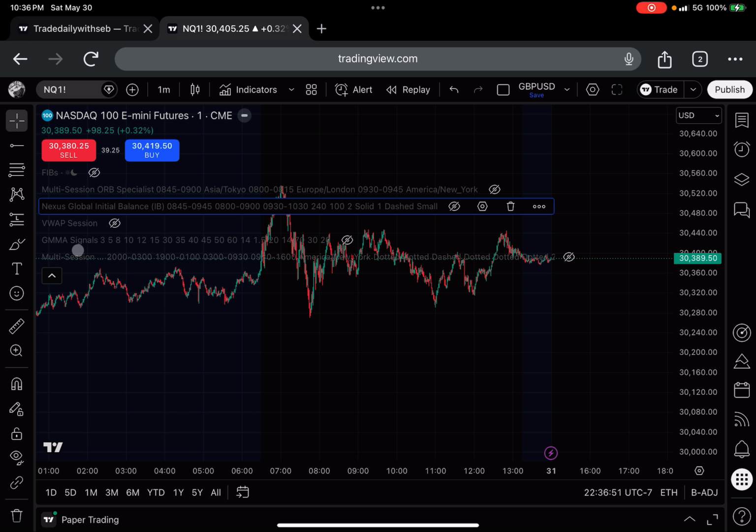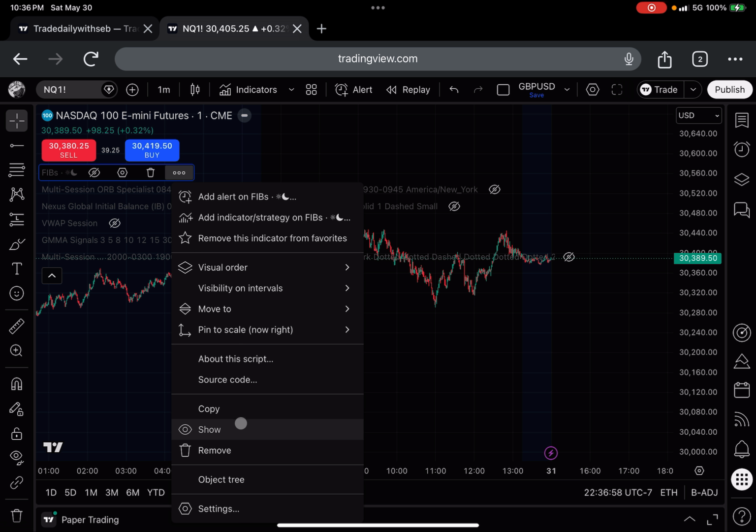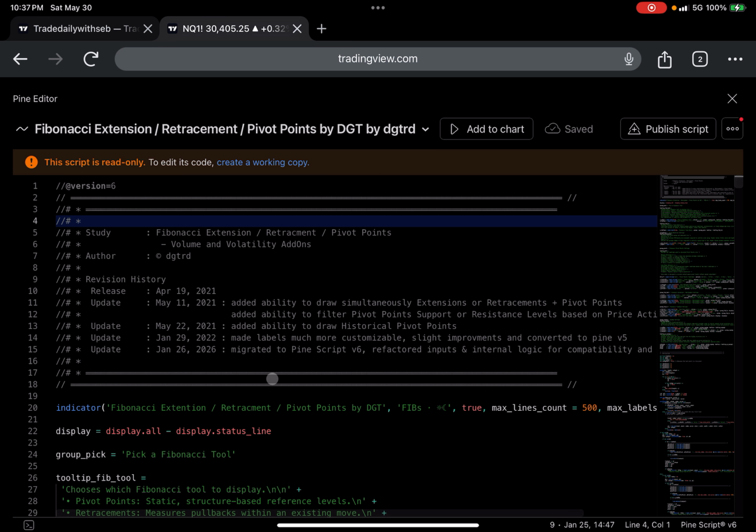This one, the fibs, I like that one too. Big shout out to this guy. I can open the source code on this. That's cool. Oh, it's because this is a script, it's read only, obviously. So yeah, use this Fibonacci extension to retracement pivot points by DGT RD. Awesome. This guy makes some really good scripts. You should follow this guy.